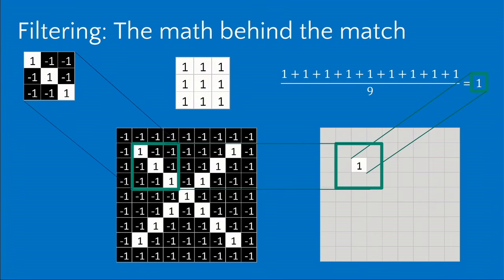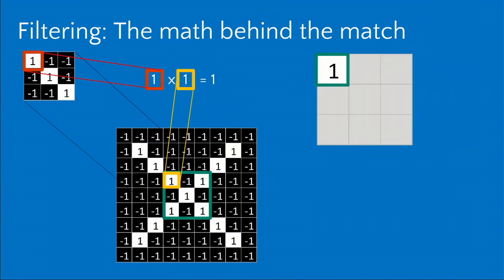Now we can create another array to keep track of how well the feature, when placed in this position, matched our image. So this average value is 1. We'll put a 1 right there to keep track of that.